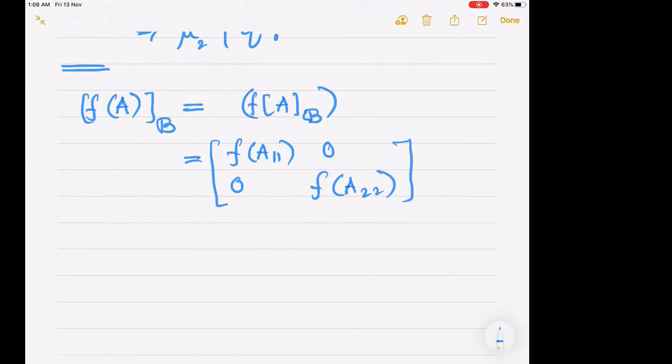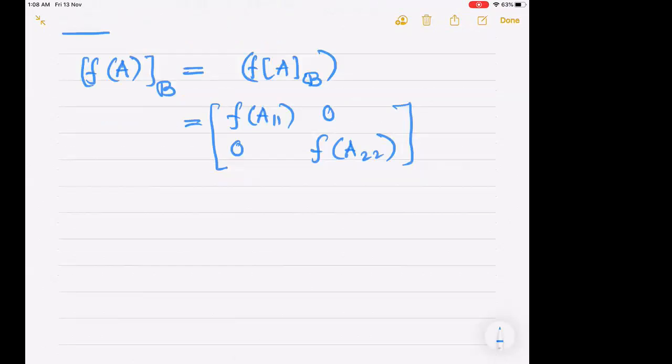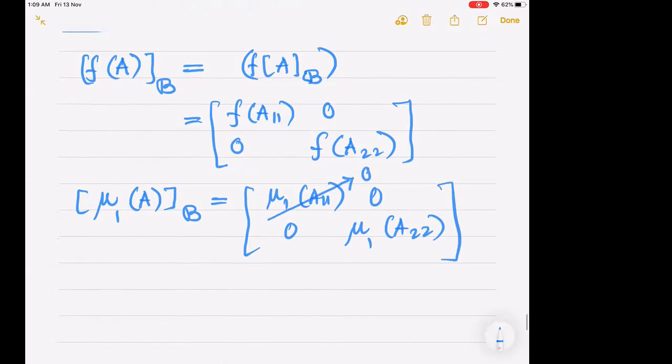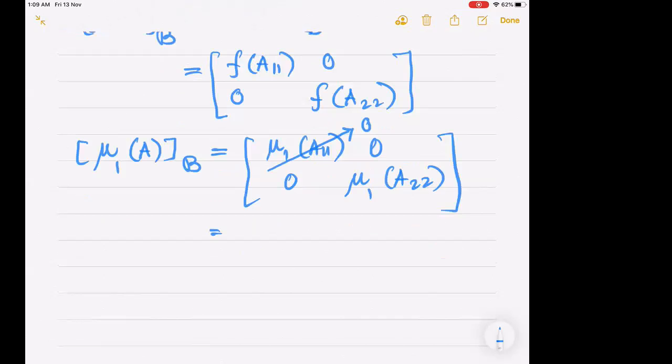Right. So in particular, if I now look at mu1(A)_B, this is going to be mu1(A11) 0 0 mu1(A22). But mu1 happens to be the minimal polynomial of A11, so this must be 0. So therefore, this is the same as saying 0 0 0 mu1(A22). Yeah, is that all right?